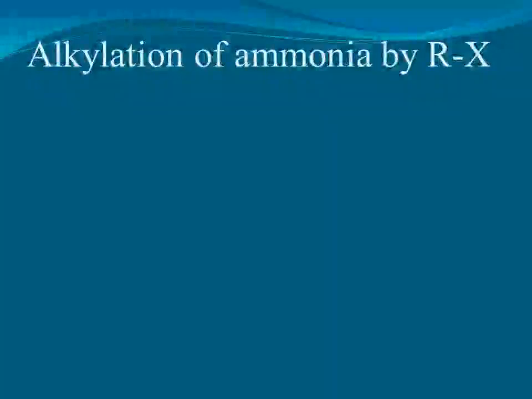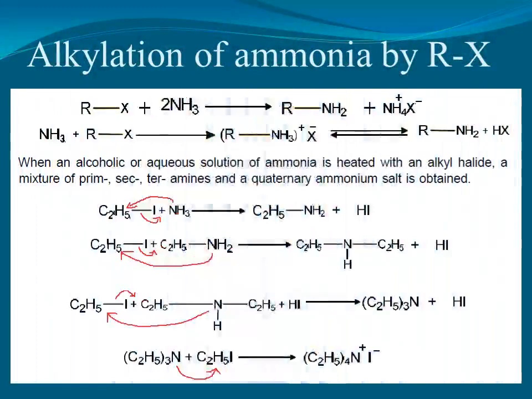Let us study some methods for the preparation of amines. The first one is alkylation of ammonia by alkyl halides. Now this is an alkyl halide. We are taking 2 moles of ammonia. It is going to give amine along with a salt. NH4 X negative is a salt.